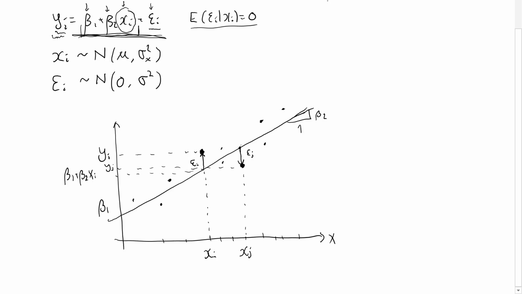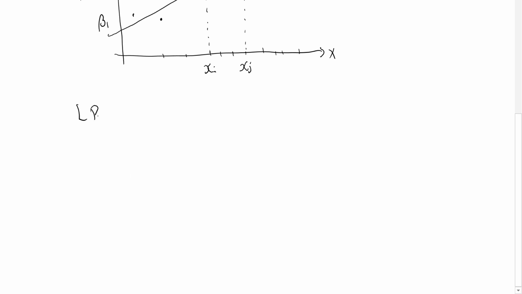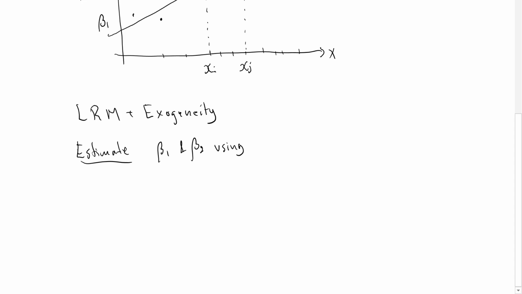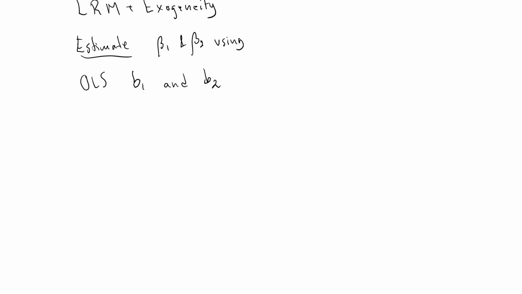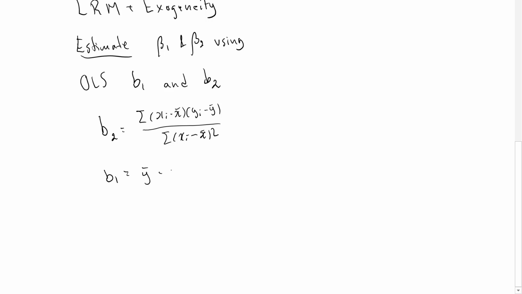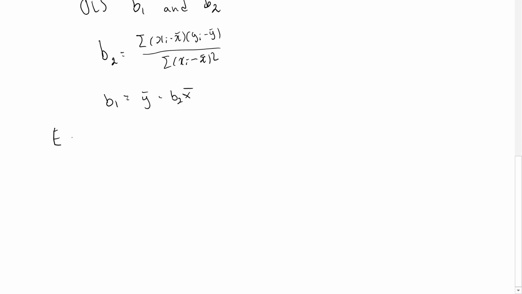So one of the key points here is that in the, let's write it here, LRM plus exogeneity, if I have a linear regression model and exogeneity, I can estimate beta 1 and beta 2 using the OLS formulas B1 and B2. Remember, these B1 and B2 were just calculated from the data according to this formula, xi minus x bar, yi minus y bar, over summation xi minus x bar squared, and B1 was calculated from this formula. Those are my estimators.